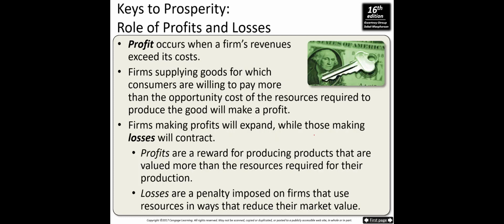So, keys to prosperity: the role of profits and losses. Profit occurs when a firm's revenues exceed its costs. Firms supplying goods for which consumers are willing to pay more than the opportunity cost of the resources required to produce the good will make a profit. Firms making profits will expand, while those making losses will contract. Profits are a reward, losses are a penalty.